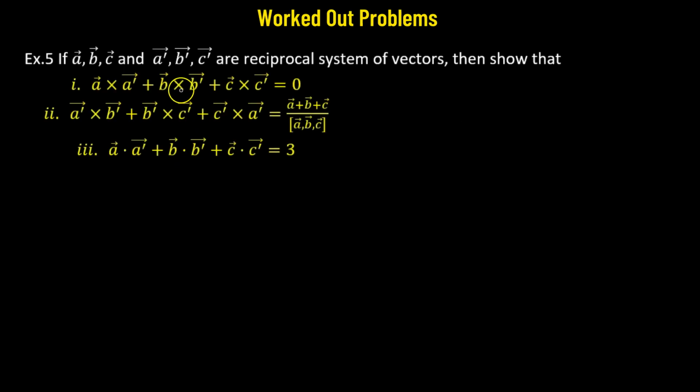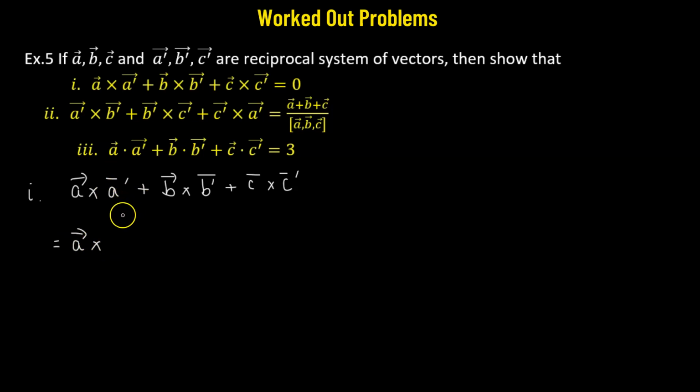So here we have the three vectors A, B and C with the reciprocal vectors given by A prime, B prime and C prime. We have to prove the following three. So let's begin with the first one. We'll start from the left hand side. We have vector A crossed with its reciprocal vector A prime, plus vector B crossed with its reciprocal vector B prime, plus vector C crossed with its reciprocal vector C prime. That will be equal to vector A, which we will be crossing with A prime.